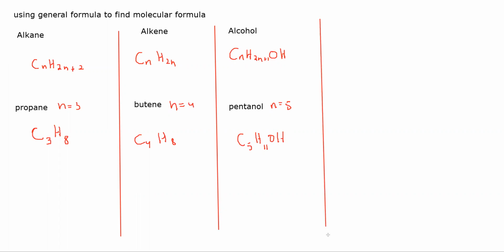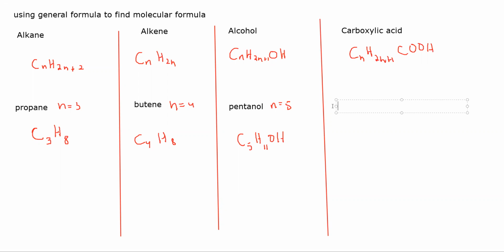And the last one, for carboxylic acid. The general formula for carboxylic acid is CnH2n+1 COOH. And if I say, what is the formula for, say, butanoic acid? For butanoic acid, what should be the value of n? It should be 4, but in case of carboxylic acid, it will not be 4, it will be 3. It will always be 1 less.